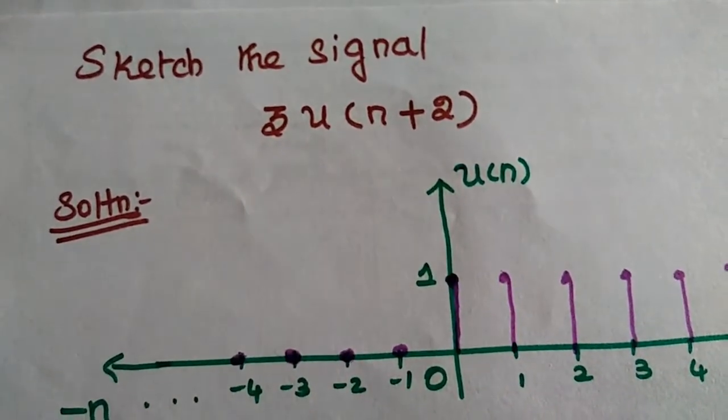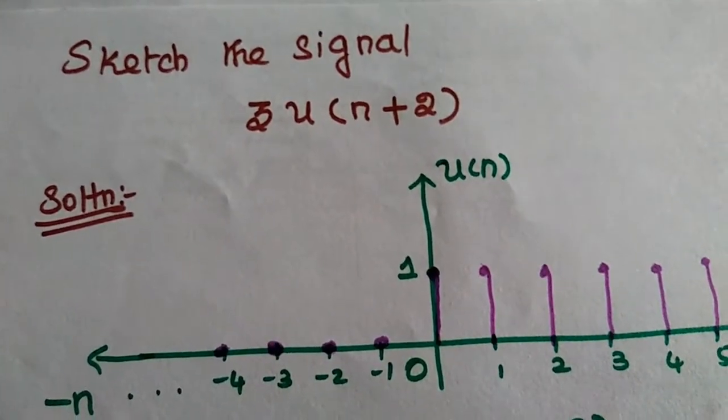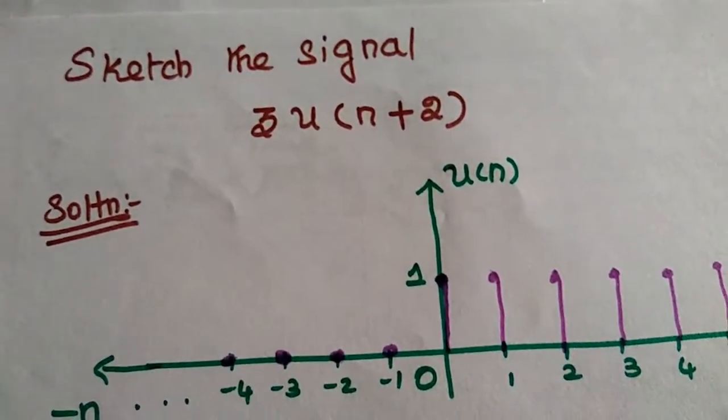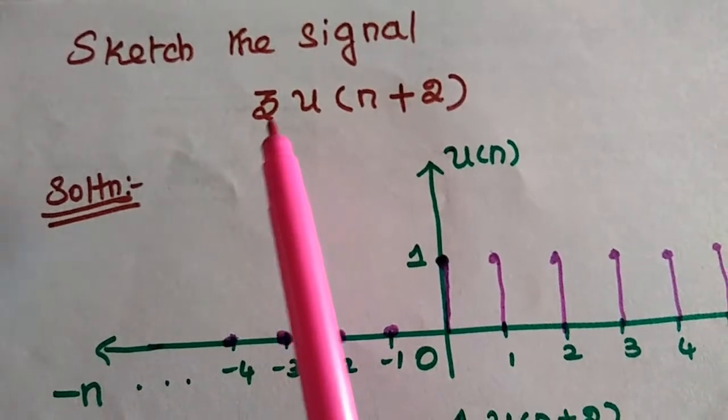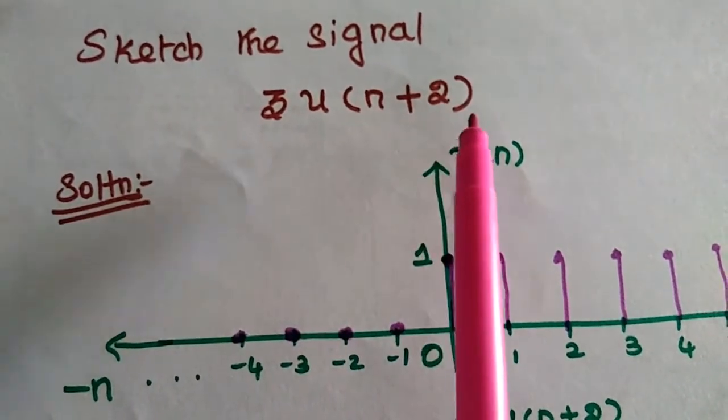Next, we are going to sketch the signal in the discrete time domain. The given signal is 3 into u of n plus 2.